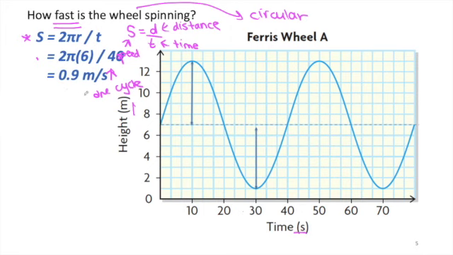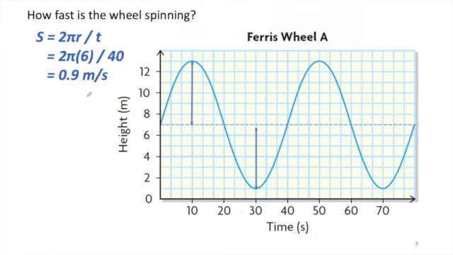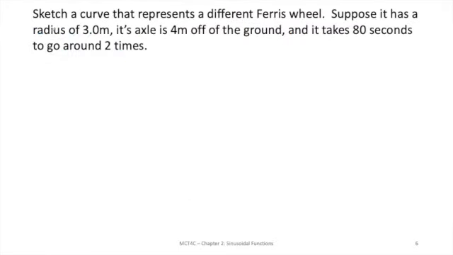And now we're going to go on to a second one for Ferris wheel B. Okay, so we're going to sketch a curve that represents a different Ferris wheel. Suppose it has a radius of 3 meters, its axle is 4 meters off the ground, and it takes 80 seconds to go around 2 times. So you can figure out some important information.